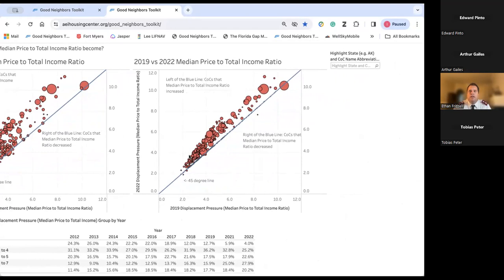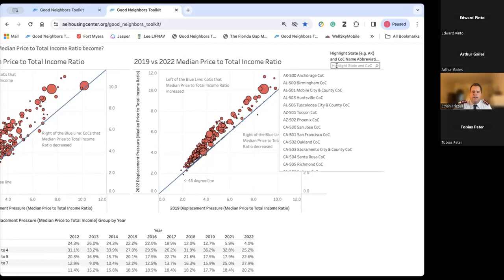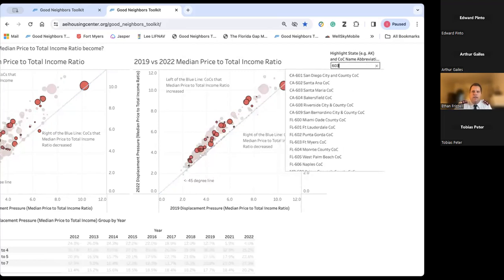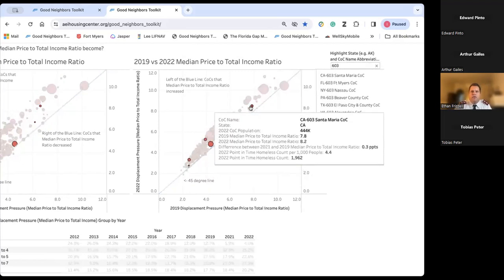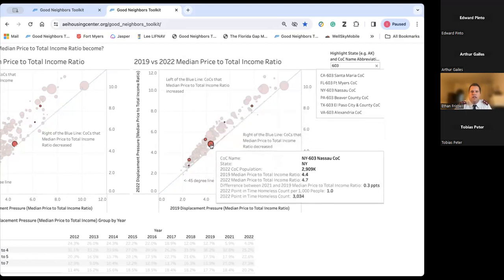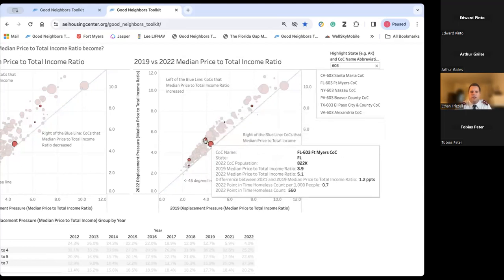And so with that being true, then you can highlight your community. So if we were to look at, again, a 603, then I can find Fort Myers. There are communities like it, Nassau, Fort Myers. So you can see how much our community's price and pressure have increased over the last 3 years.